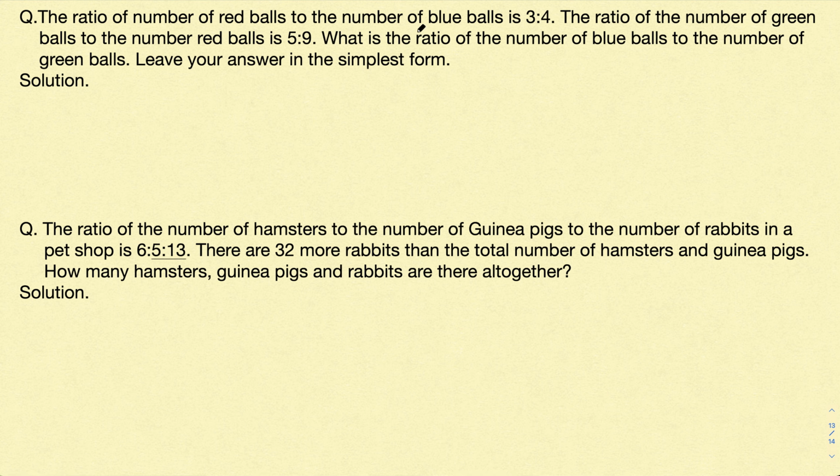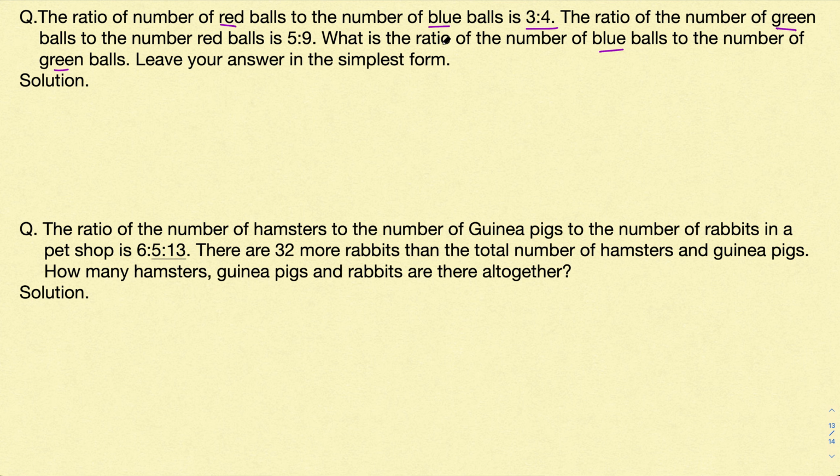Okay, so what we have here is there are three colors of ball. One is red, another one is blue, and the third one is green. So three colors: red, blue and green. In the first part the ratio of red and blue balls is given, which is 3:4, and in the second part the ratio of green and red balls is given, which is 5:9, and we have to find the ratio of blue balls to green balls, right?